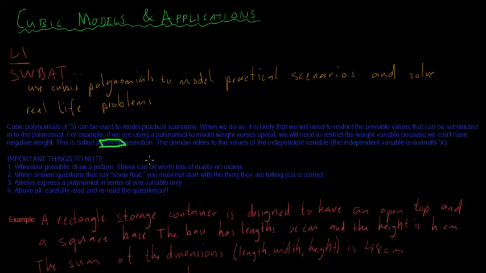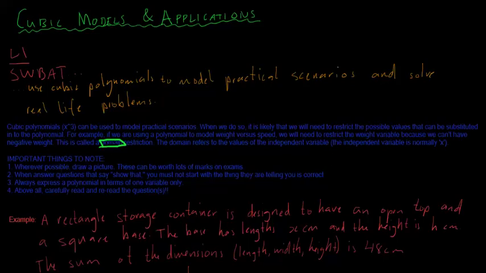Here is a definition. The domain refers to the values of the independent variable, and the independent variable is normally the x or the horizontal axis. Important things for you to note while doing these.